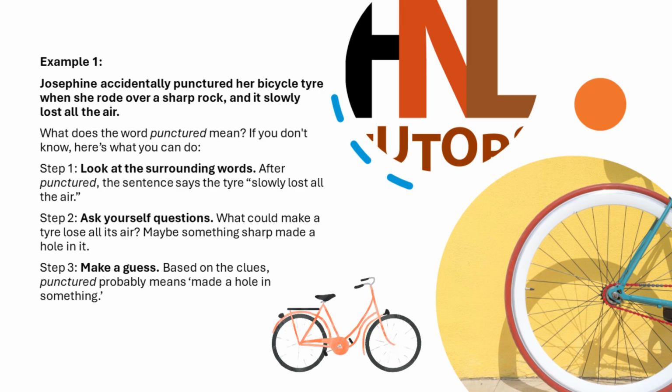Step 2. Ask yourself questions. What could make a tire lose all its air? Maybe something sharp made a hole in it. Step 3. Make a guess. Based on the clues, punctured probably means made a hole in something.